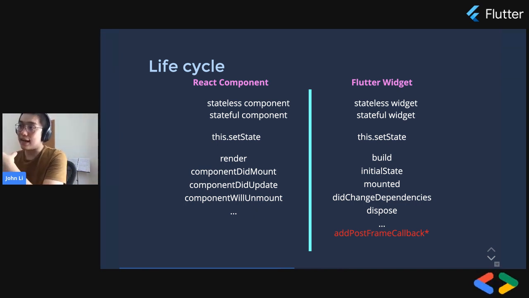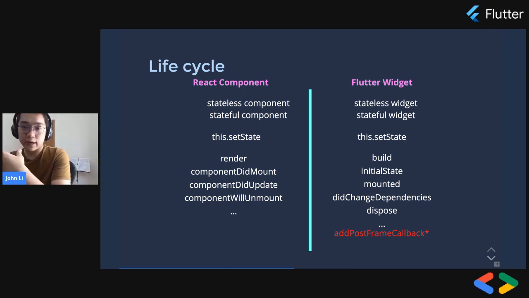So one thing I want to highlight is that in Flutter, there's a method called add post frame callback. This is not part of the lifecycle of Flutter. However, it's very handy and useful in your day-to-day development because for Flutter, once you are rendering a widget, you cannot mutate the state. In React, it's not encouraged to set state in component did update lifecycle, but somehow in React, you can still do it. Although it will give you a warning, you can still do it.